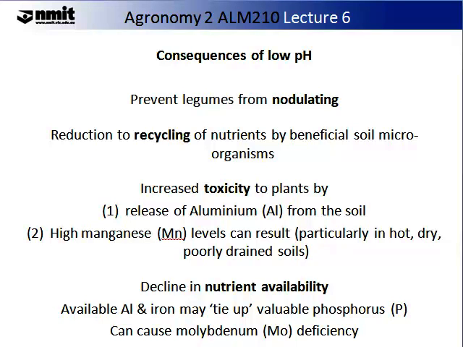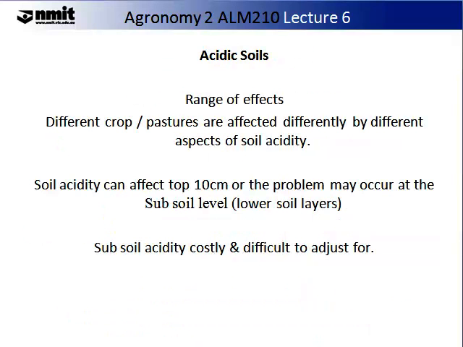Low pH soils normally result in a decline in nutrient availability. Available aluminium and iron may tie up valuable nutrients such as phosphorus. They can cause molybdenum deficiency. There are a range of effects that can be seen from these acidic soils, as described in the previous slide.